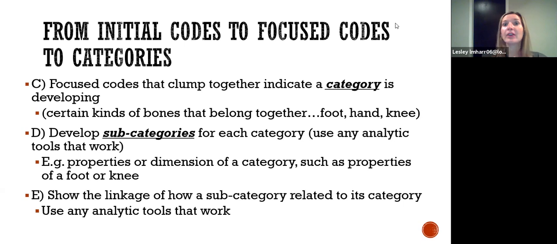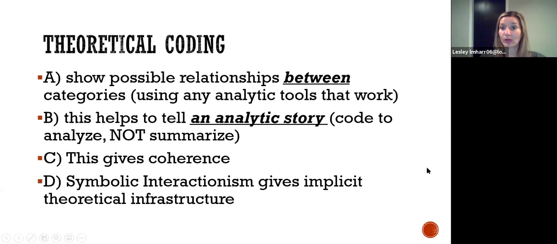So for example, the tools that we're learning later on in the semester, sometimes memoing works really well as an analytic tool. Sometimes diagramming works better as an analytic tool, depending on your project and depending on which stage and phase you are at in the project. So it gives us a series of analytic tools, but also allows for a certain level of flexibility to use those tools. The last stage of coding is called theoretical coding, and this shows possible relationships between categories. So this helps us to tell the whole analytic story.